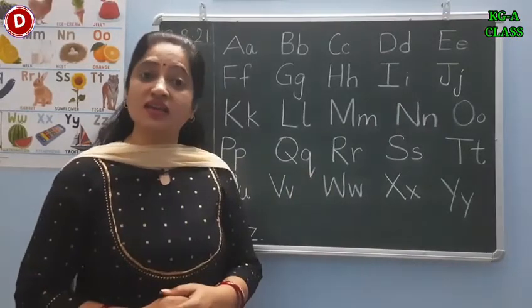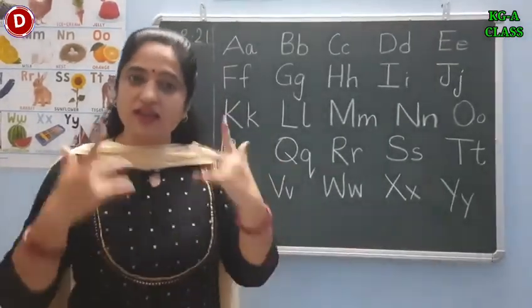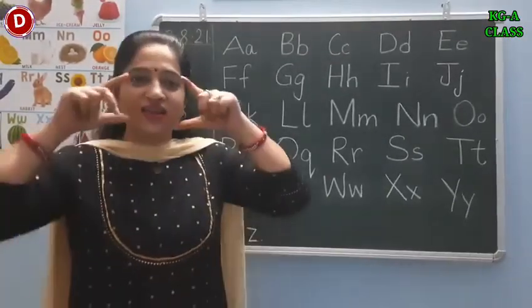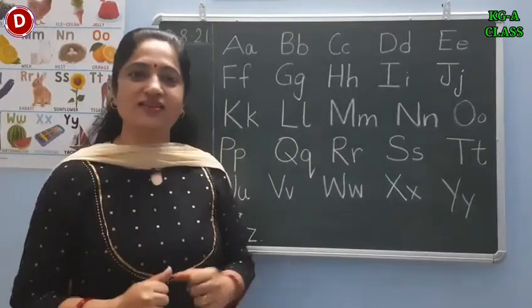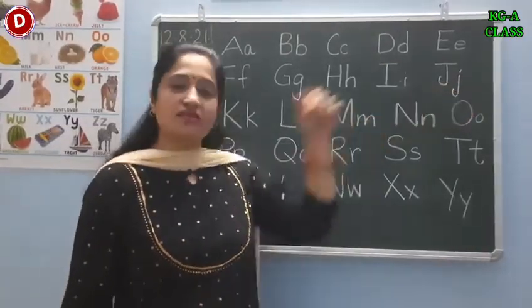I says i. Inky the mouse is my pet. She spilled the ink and got wet. The ink is all over the desk. Inky is wet. So I says i. This is capital J and this is small j.